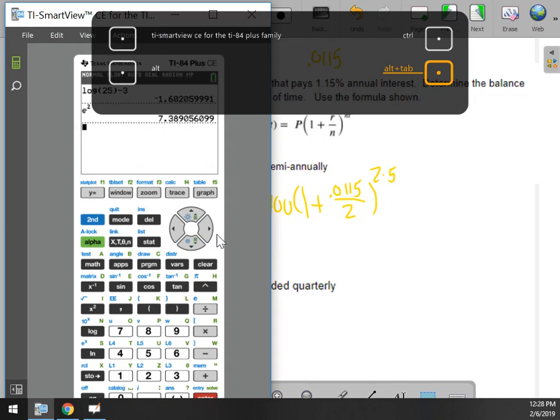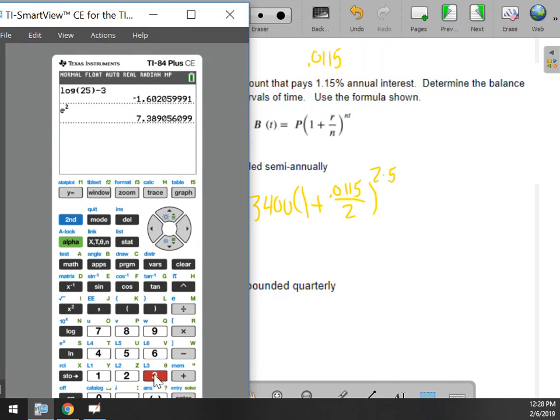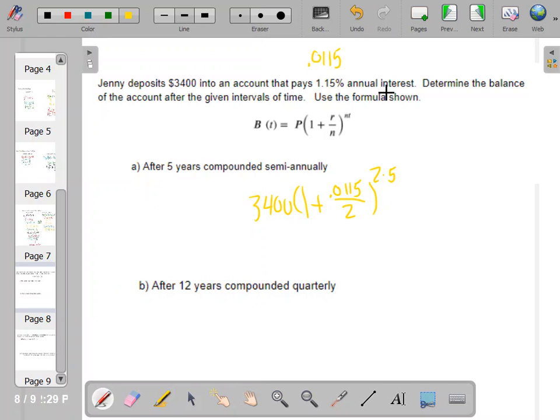Now we need to type this in our calculator to get the actual value. 3,400, 1 plus 0.0115 divided by 2, and I'll do this in my head, 2 times 5 is 10. So to the 10th power, you get 3,600.64. That is the balance. After 5 years, you made just over 200 bucks. It's not a bad deal.